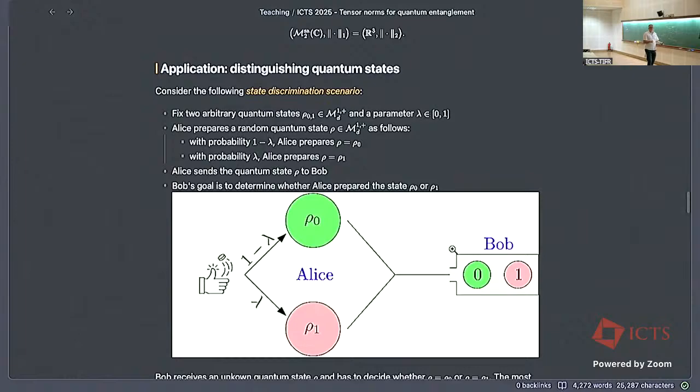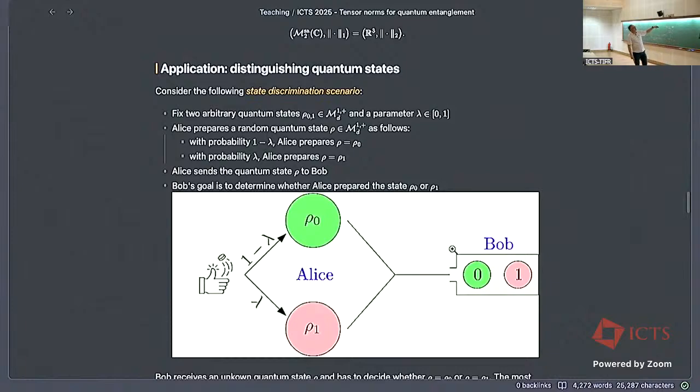In general, it's not a trivial problem, because Bob cannot do measurements. If I give you two quantum states, in general you cannot distinguish between them unless they have orthogonal supports. In general, it's hard for Bob to say whether he received rho 0 or rho 1. But this is the setup.